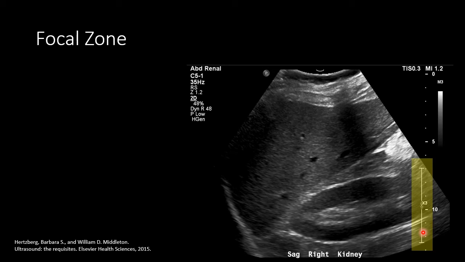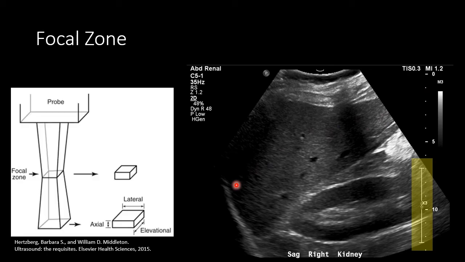Traditionally, you want your focal zone to be at the level of the organ of interest. In this case, we're looking at our liver-kidney interface and our renal cortex, and so we have our focal zone deeper. If we were looking at the liver for masses or at the liver surface for nodularity, we might move our focal zone up higher to optimize the quality of the image in that location.